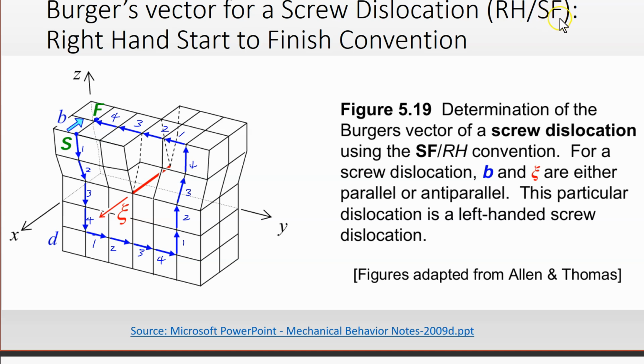The Burgers vector goes from the start to finish. That's what the SF stands for. And we end up with this Burgers vector. Notice that this Burgers vector can be parallel or anti-parallel with the line of dislocation. In that case, where the Burgers vector is parallel or anti-parallel with the line of dislocation, this is what's called a screw dislocation.